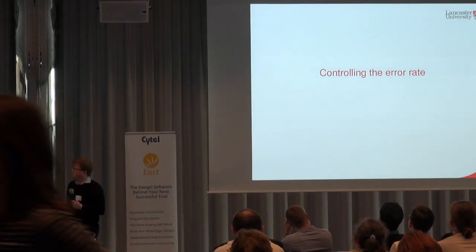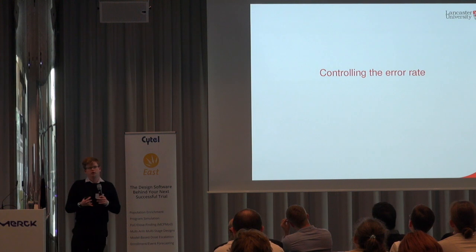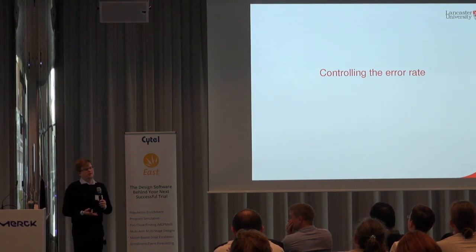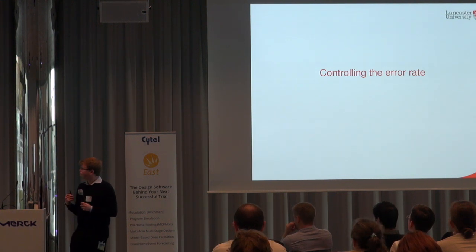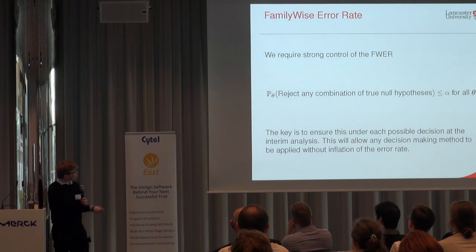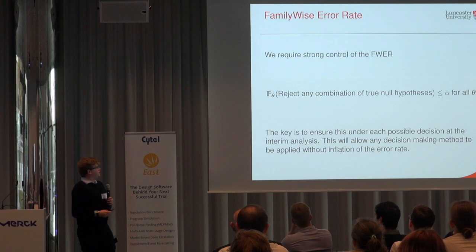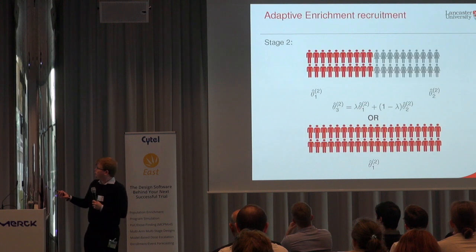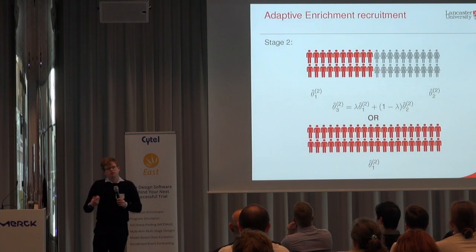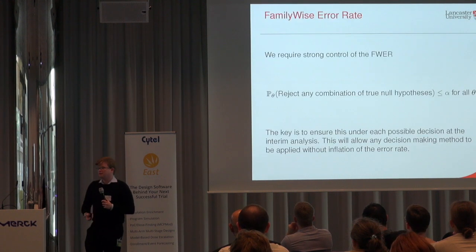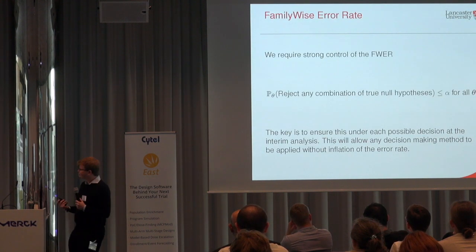Okay, now as promised, within this setup, we want to make sure we control the family-wise error rate. So this is our primary concern in a confirmatory setting. We don't want to do the optimization without having guaranteed this strong control. But the key issue here is that for each possible decision at the interim analysis, so for these two possible decisions here, we want to guarantee strong control of the family-wise error. This is going to free us up to make that decision in any way we choose.